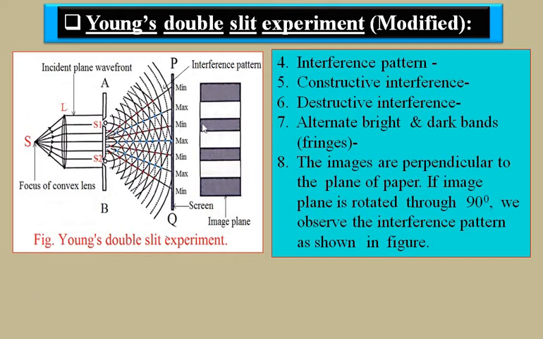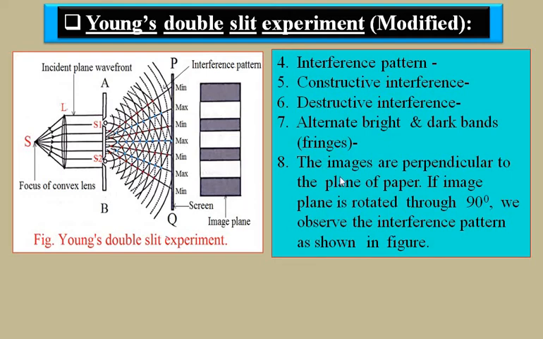on the screen. Here we observe alternate bright and dark points on the screen, that is minimum intensity, maximum, minimum, maximum, minimum. That means minimum intensity gives the dark point, maximum intensity gives the bright point, again dark point, bright point, dark, bright. Continuously we observe the dark and bright points on the screen. This is called the interference pattern. These bands are also called the fringes.